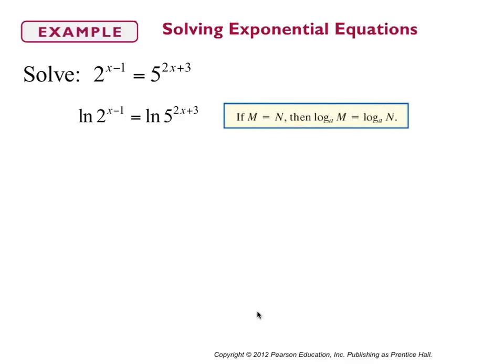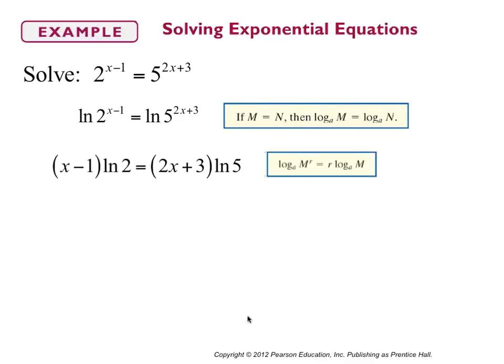Now if we recall, anytime you have an exponent, you're allowed to make it a factor. So we just bring our exponents out front. The thing you have to be super careful of, and we haven't seen any like this yet, is that anytime you have more than one thing in your exponent, that's your entire exponent. So you need to make sure you put parentheses around it. So really we have x minus 1 in parentheses times ln of 2 equals 2x plus 3 in parentheses times ln of 5. And then we have to go about distributing. So we have x times ln 2 minus ln 2 equals 2x ln 5 plus 3 ln 5.